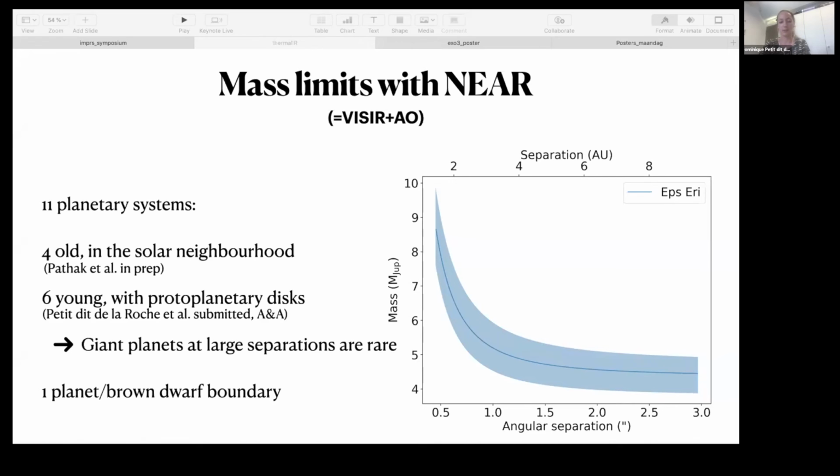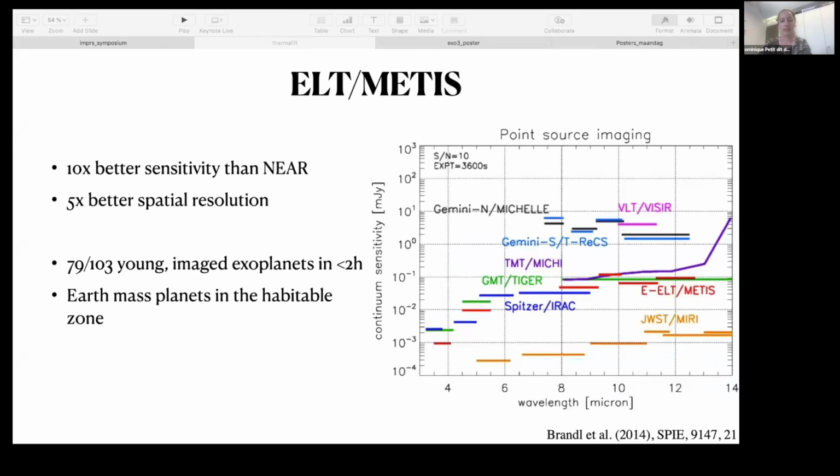So even with NEAR, what we would ideally want is more sensitive data, which we will be able to get with METIS, hopefully. I've included a plot here of the sensitivities of a couple of different observatories. But what we can get with METIS is 10 times better sensitivity than NEAR, so that is 40 times better than VISIR, but also a 5 times better spatial resolution.